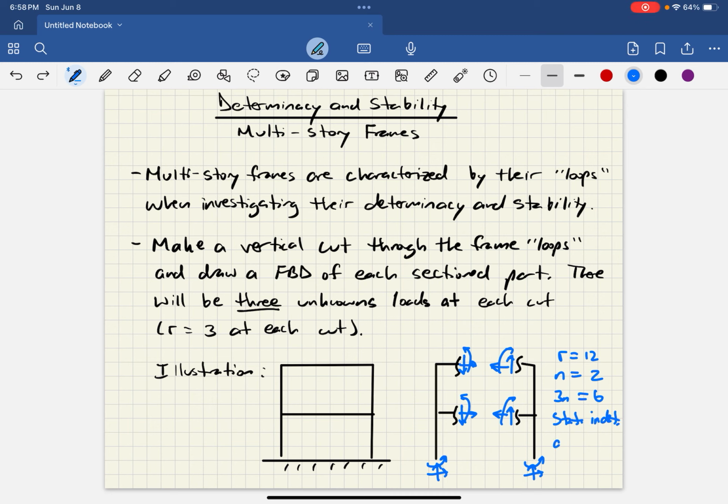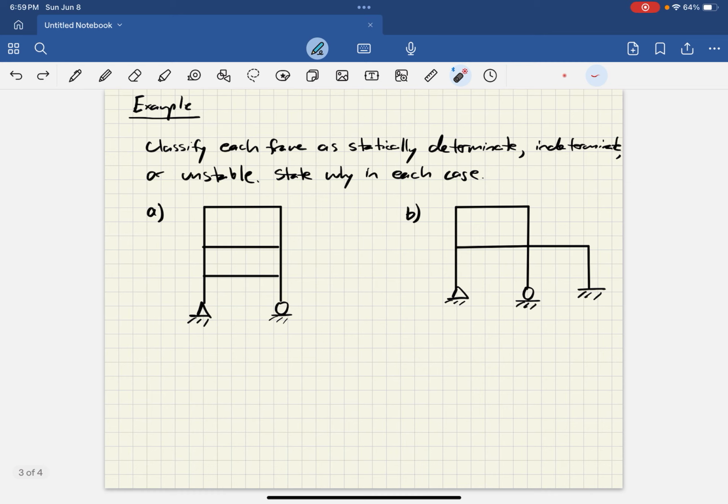indeterminate. And what's the degree of indeterminacy? Well, that's going to be statically indeterminate to the 6th degree. If you remember, what we do is we say R minus 3N, and that gives us the degree of indeterminacy. So that's this first kind of illustration slash example. So let's now jump into more explicit examples.